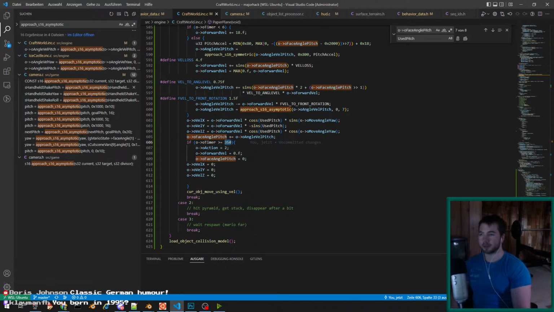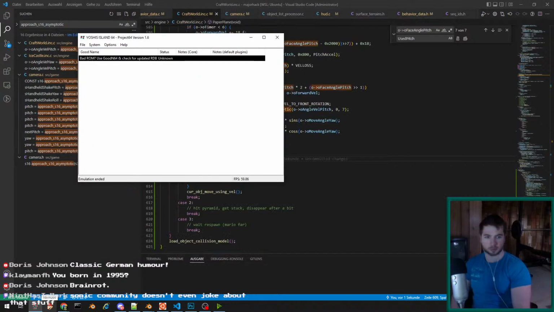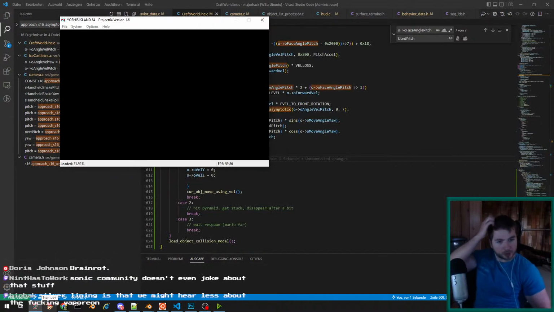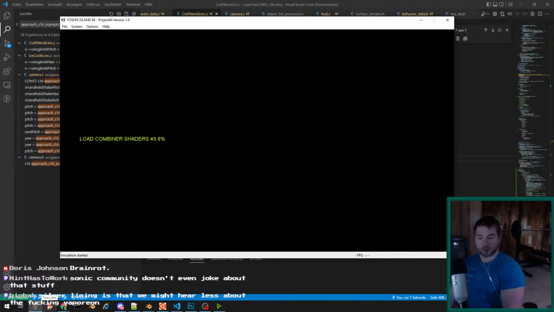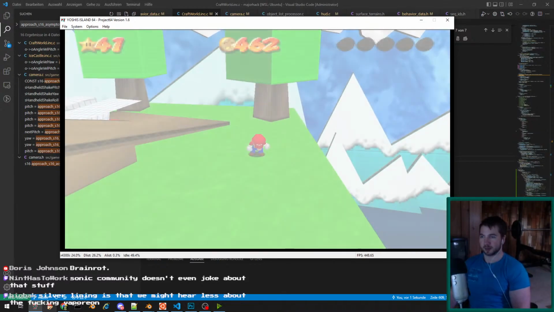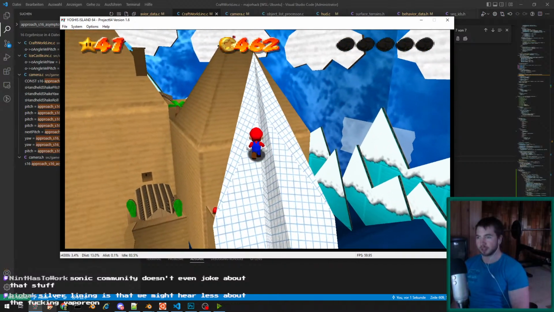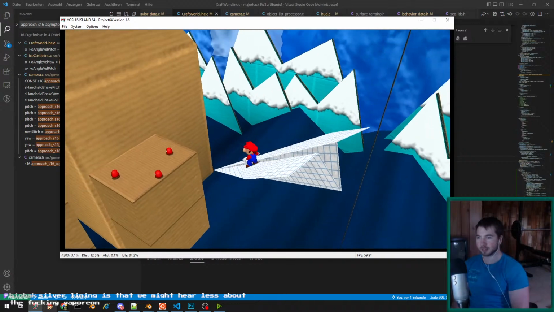Okay, 210, so 280. Oh, 280. The warning is that we might hear less about the fucking Vaporeon. No, you're gonna hear more about it, I think. People are gonna be like, the God of War, Typhlosion, Vaporeon, isn't that fucking hilarious?